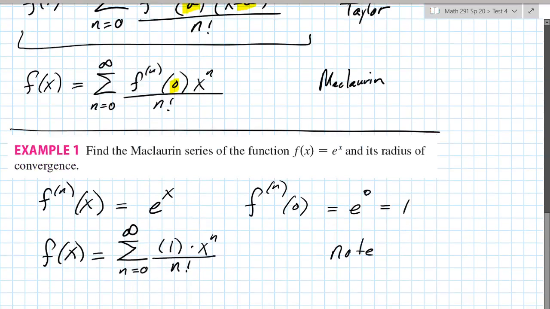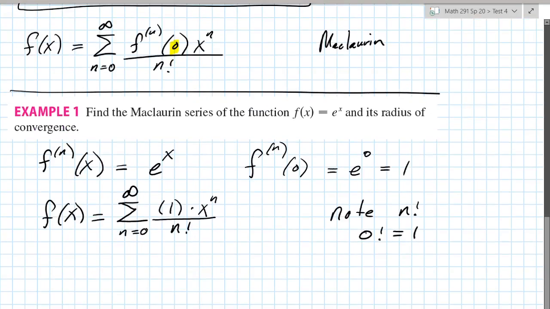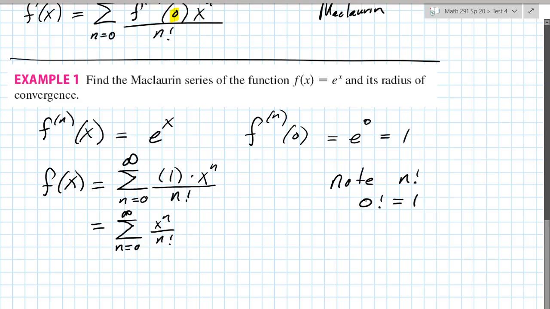We should note that for n factorial, 0 factorial is defined as 1. All right, so our Maclaurin series for e to the x is x to the n divided by n factorial. The second part of this question asks for the radius of convergence. So in order to find convergence, we could use good old ratio tests. So I'm going to put part A for Maclaurin and part B.